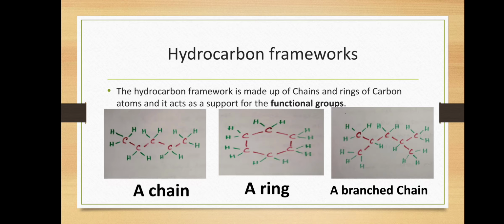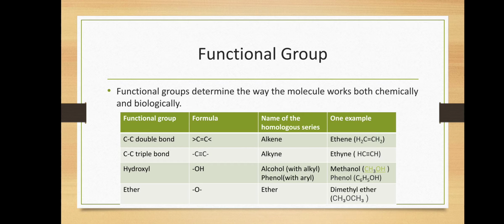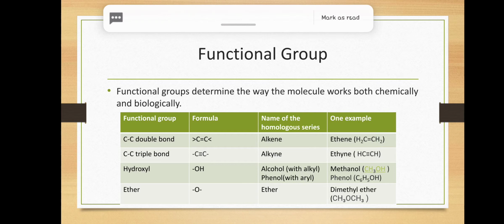Now the question arising from this slide is, what is a functional group? Let's see. Functional groups actually determine the way the molecule works both chemically and biologically. There are several functional groups found in different organic molecules. Some of them are here. Another point is that a particular group makes a series of molecules known as a homologous series. Now look at this table.